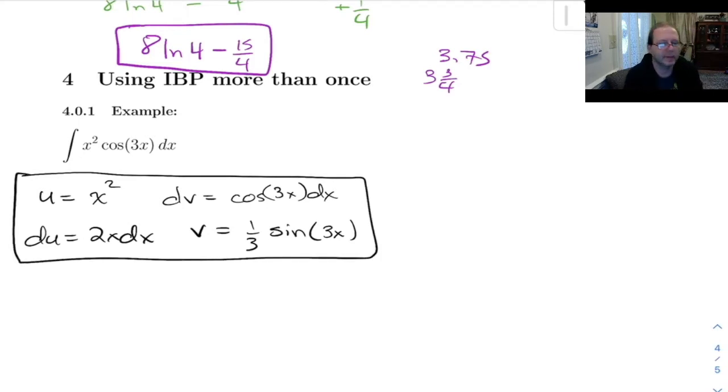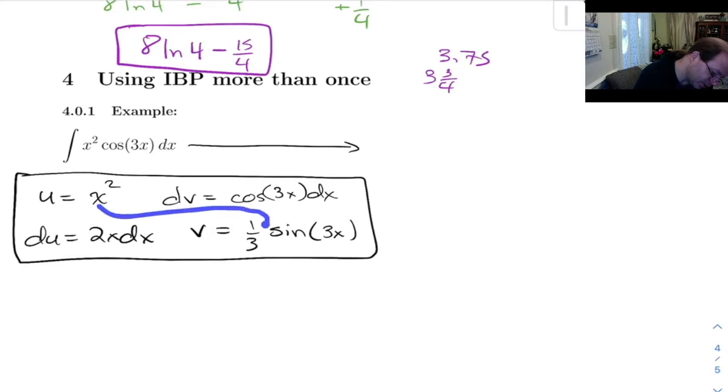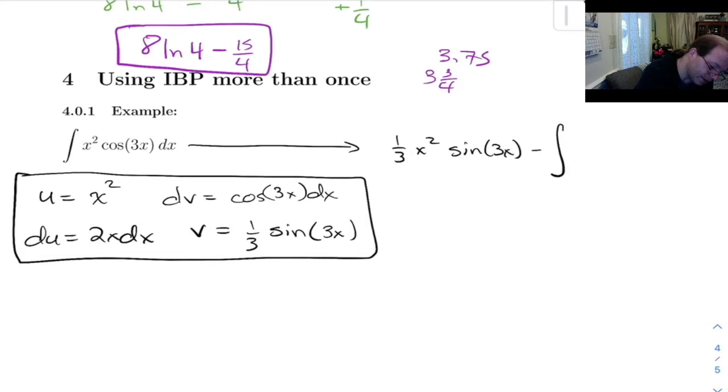All right. So now let's rewrite this. This is going to be uv. So u and v together, I'm gonna go ahead and stick the x squared in the middle. So uv is going to be 1/3 x squared sine 3x minus integral v du. All right, my v du, that's going to be 2/3 x sine x dx.